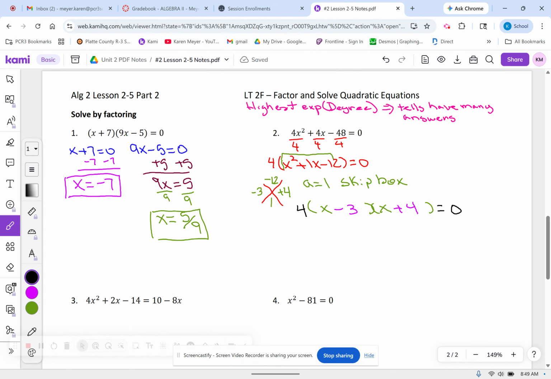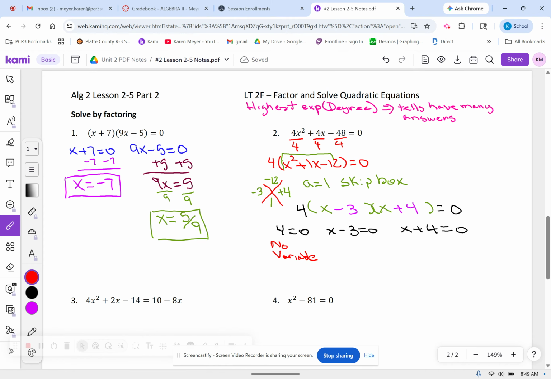Now we're going to take each part and set it equal to 0. GCF equals 0, first parentheses equals 0, second parentheses equals 0. With my GCF, is there any variable? No, there is no variable here. There's no letter x, so there's no way to solve this for anything. This does not count as an answer because there's no variable. So no variable, no answer.